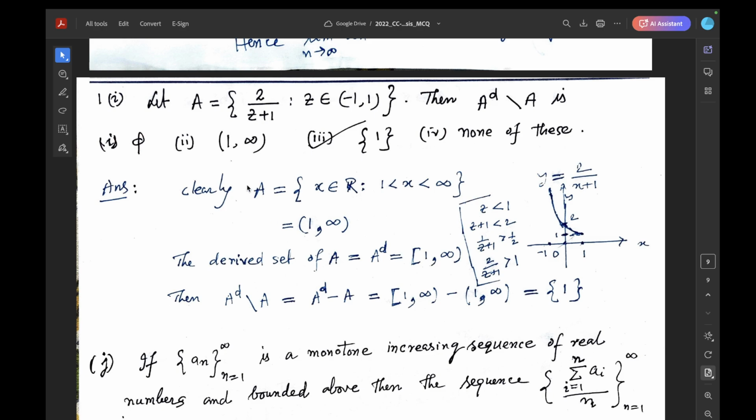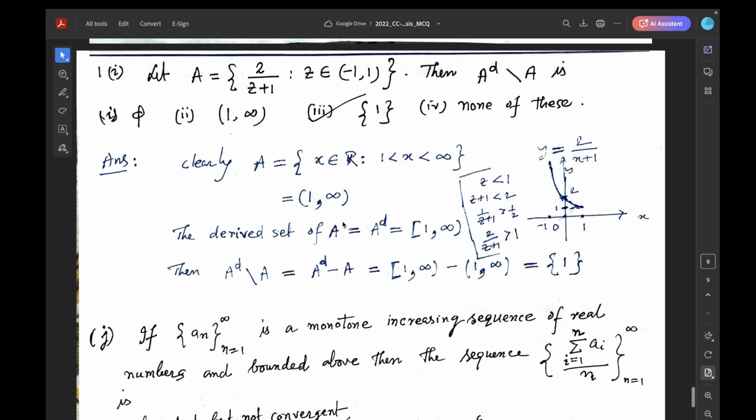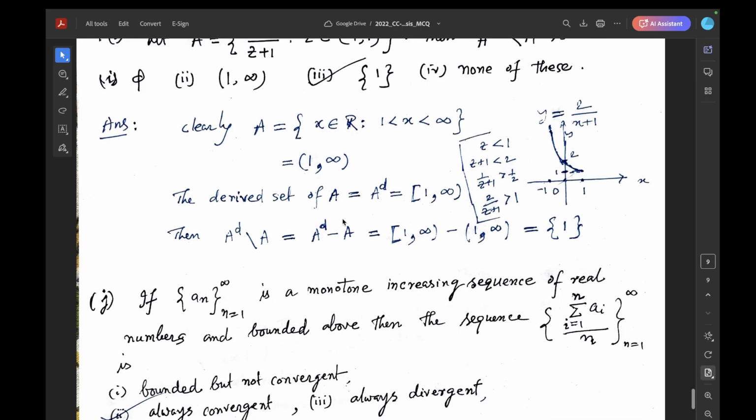So actually this set A is from 1 to infinity, where 1 is not included in the set. Actually z is not equal to 1, so z less than 1, so z plus 1 is less than 2. 1 by z plus 1 is greater than 1 by 2, so 2 by z plus 1 is greater than 1. So we get A as the open interval 1 to infinity.